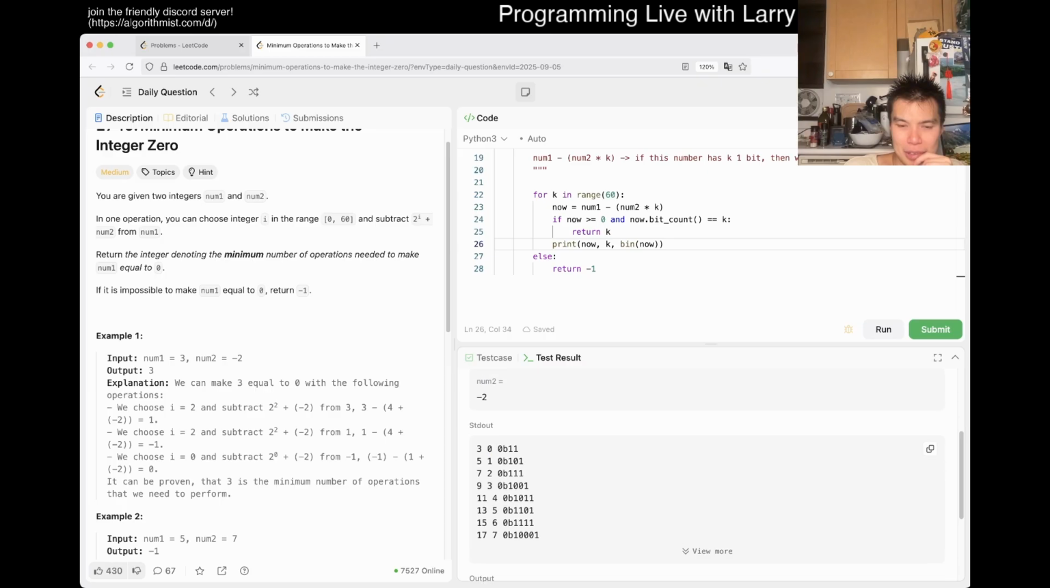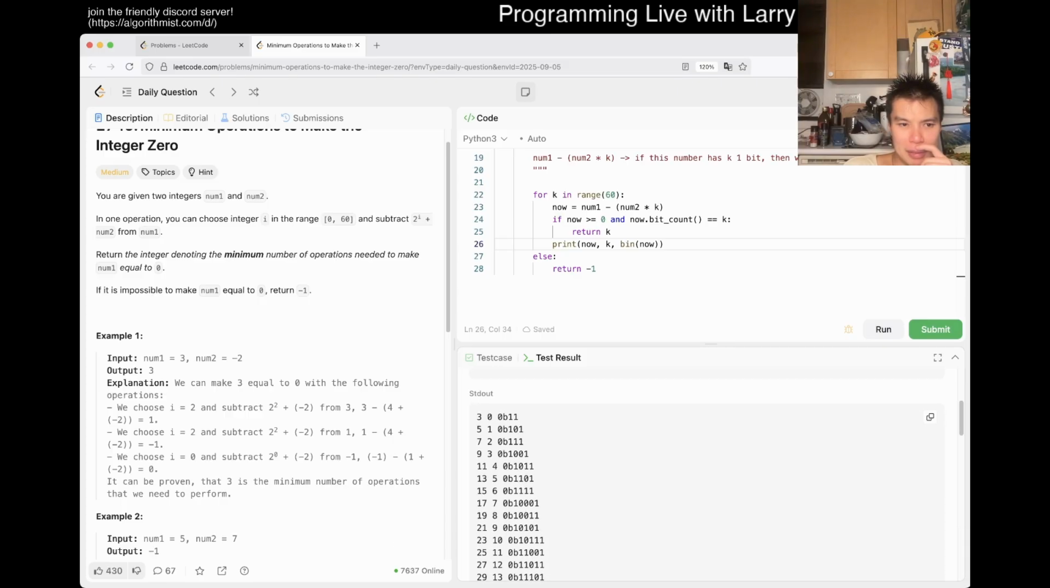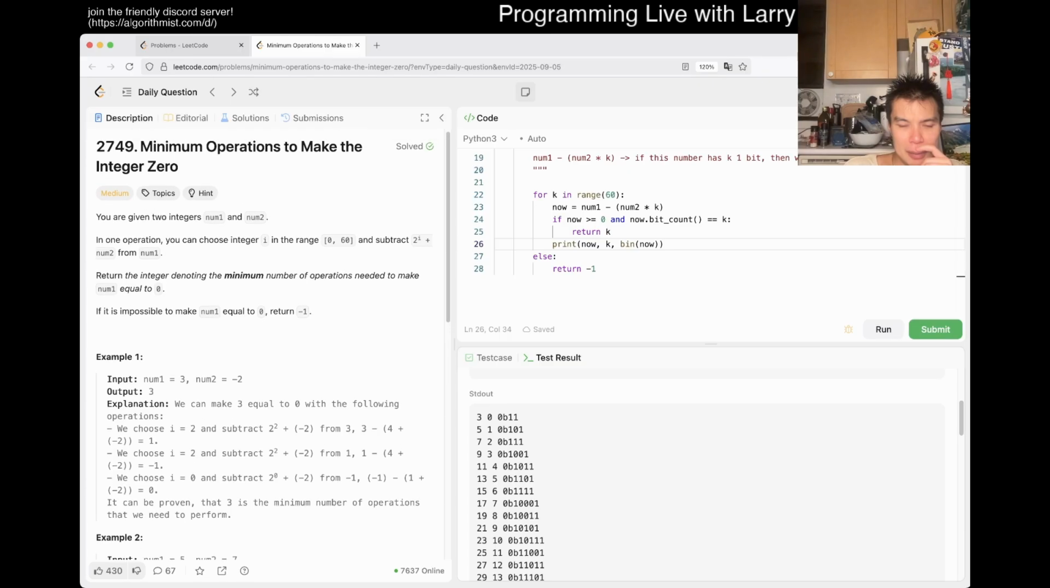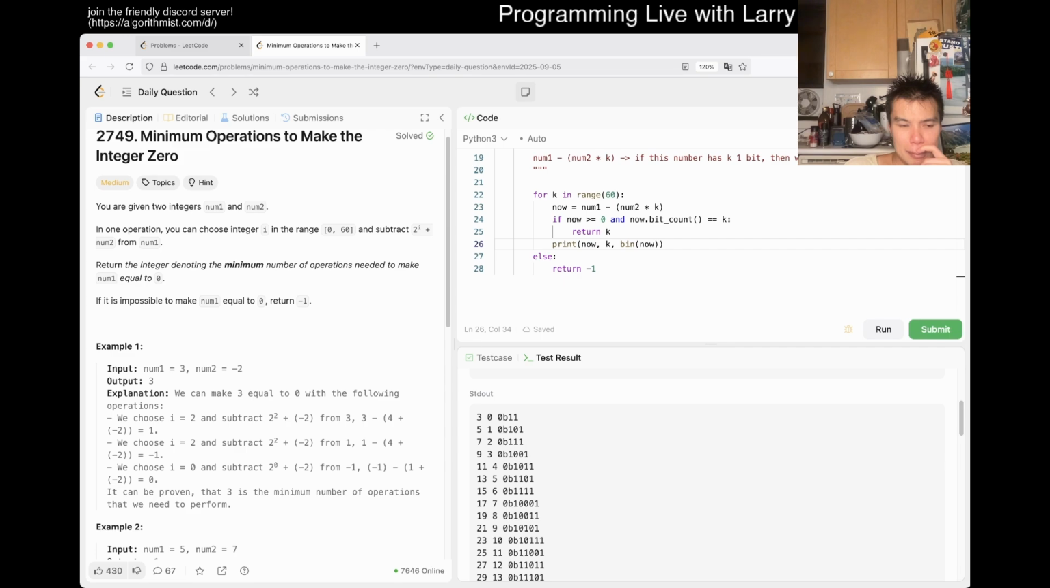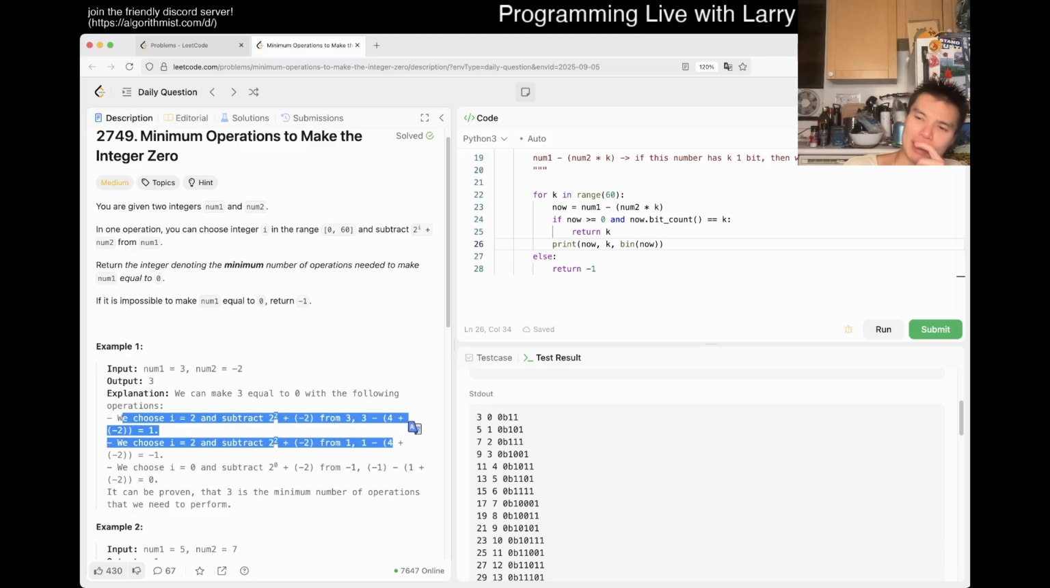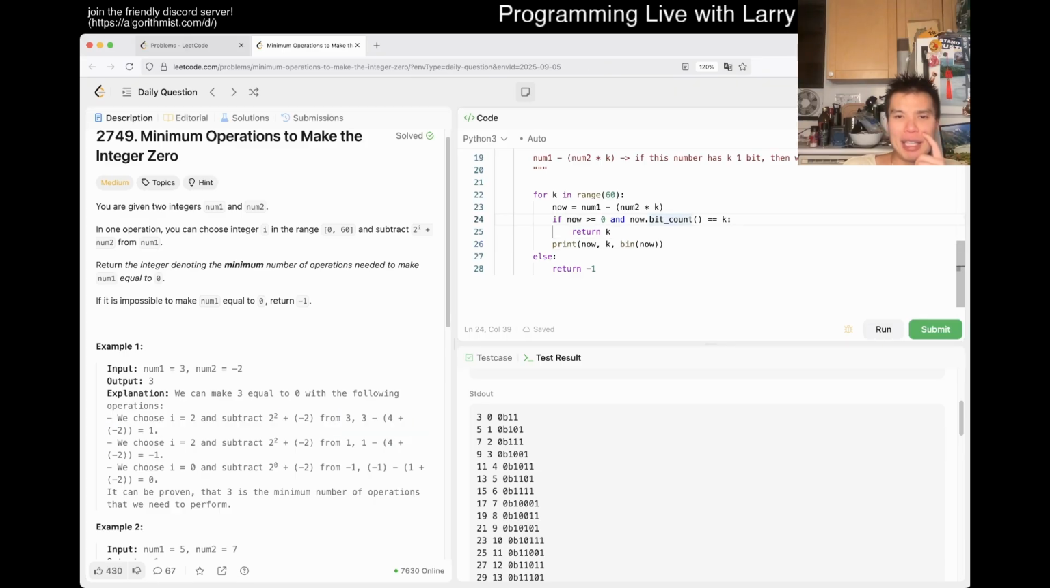0, 1, 2. It is correct that this is incorrect, but did I miss a thing? Oh, I am wrong. Because you could choose the same bit twice. Okay, so I'm wrong. It's even in the explanation, so it's my fault. But I think the idea is right. We just have to make an adjustment to the bit count.